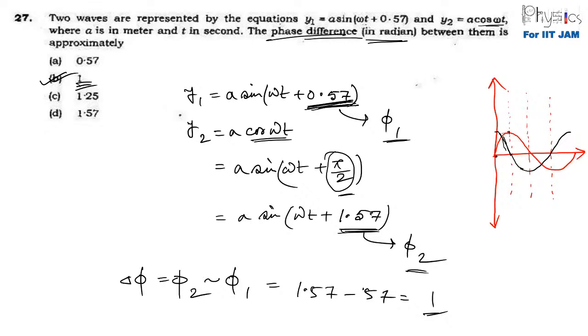Is it clear? Please tell me. Yes, Hitha, it is 1. Okay, so the phase difference here is 1. Okay, is it clear? Should I go to the next question?